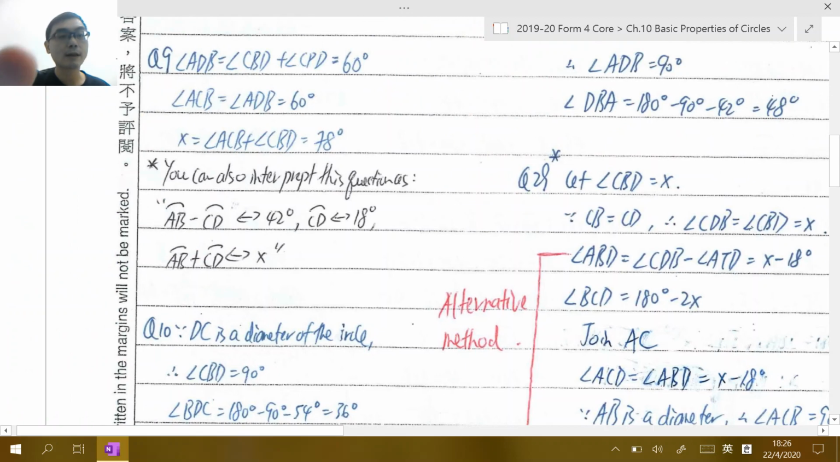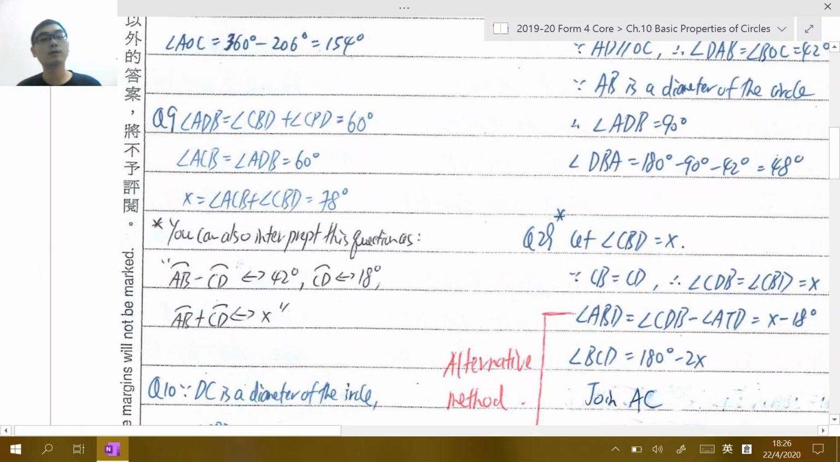Just like when we go back to question 9. So this question, I could see some of you may write so many steps. Some of you may use angles of triangle, angles of polygon, or adjacent angles on a line. But actually, you don't need to write so much, because you can see I just use 3 steps, then you can complete the answer. And also you can see I wrote in black color to say you can also interpret this question this way. So what does it mean?